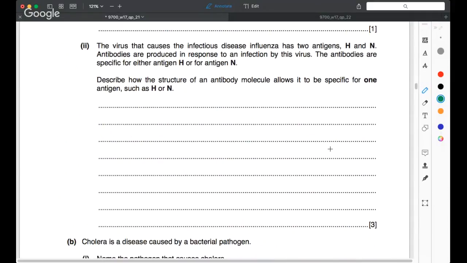Antibodies contain antigen receptors on their variable regions. They have a specific shape which allows them to bind to those antigens. What do you call that? Specificity?